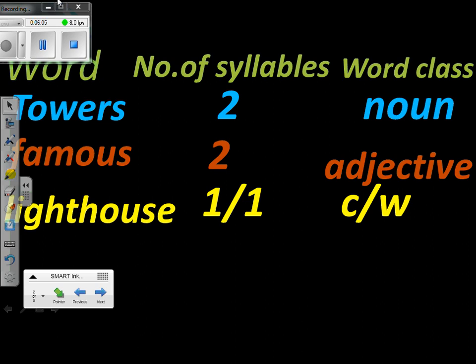This is an abbreviation. We take the first letter of each word. So light alone has a meaning, house alone has a meaning, and if I put them together, it's the name of the lighthouse, which is a famous building. Clear? All right. Let's go to island. Island. What is an island?